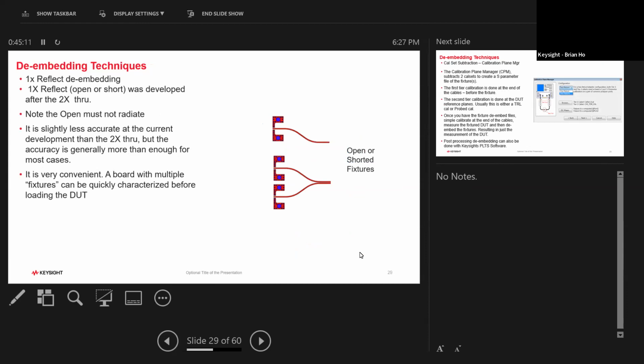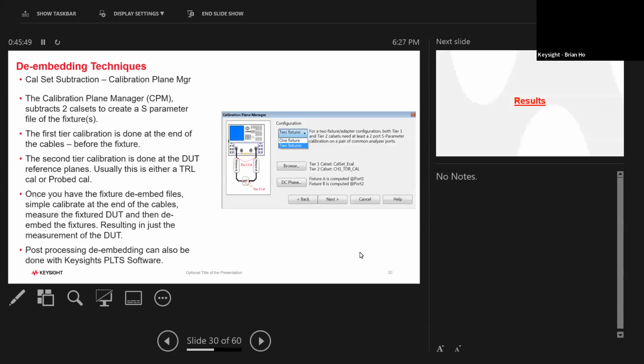Another one is using the reflect or short. One thing to know is that you must not have it radiate, because if it does radiate, then everything changes, because radiation does change things around you. So an open must not radiate. It is slightly less accurate than the through, and later in AFR we'll show you a little graph of the difference, but they're pretty close to each other. Ideally, a through is what's looked for mostly as a standard, but open and short is a new method that is quite accurate too. Once you have that de-embedded, you can add that to your VNA measurements.